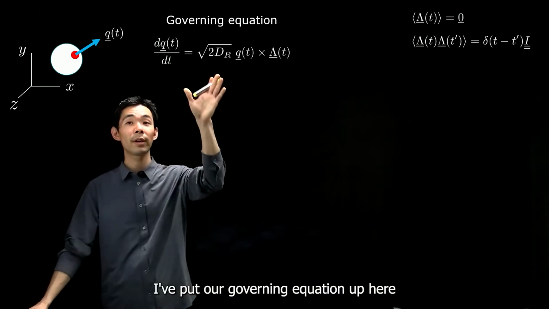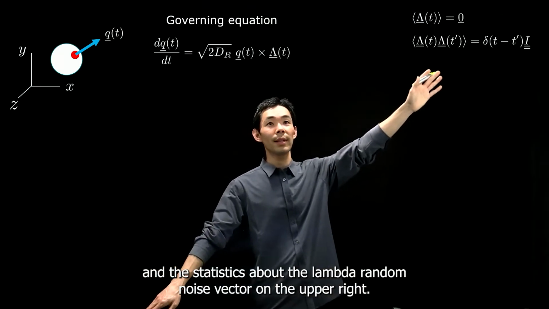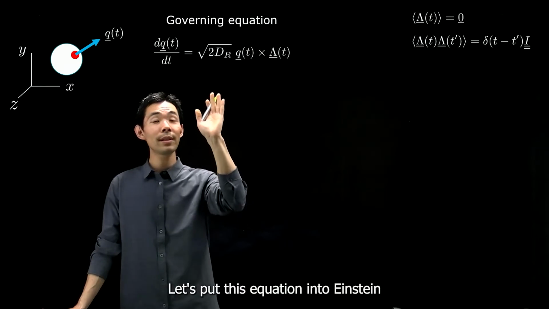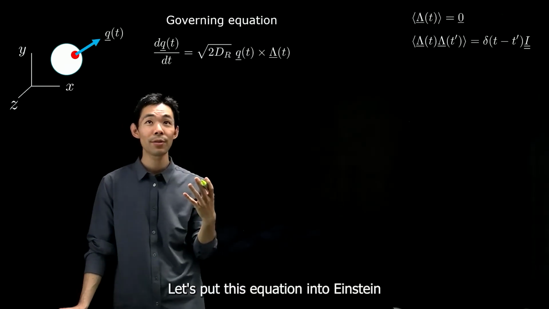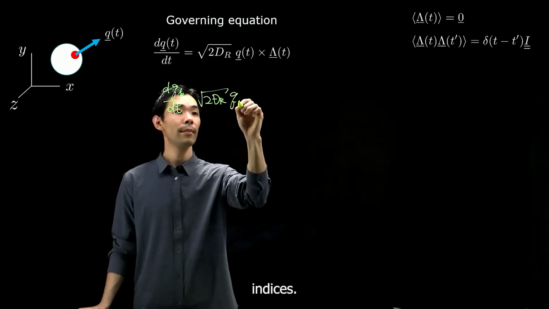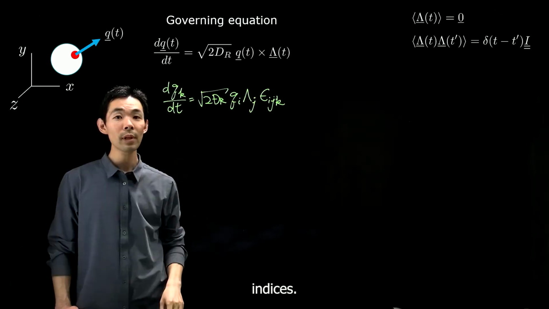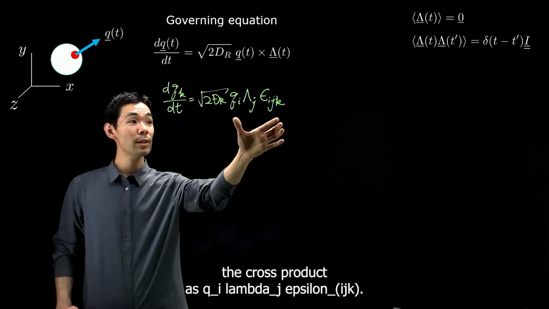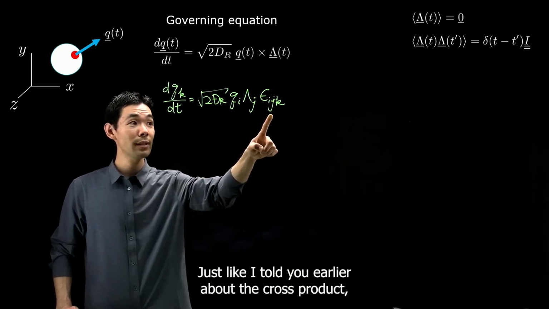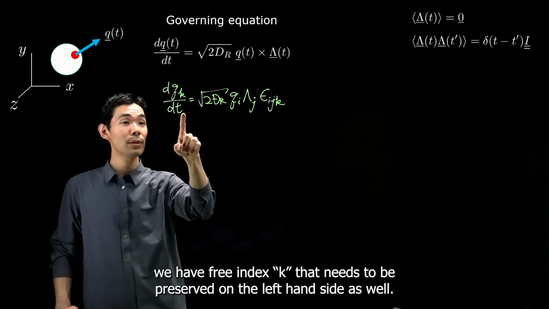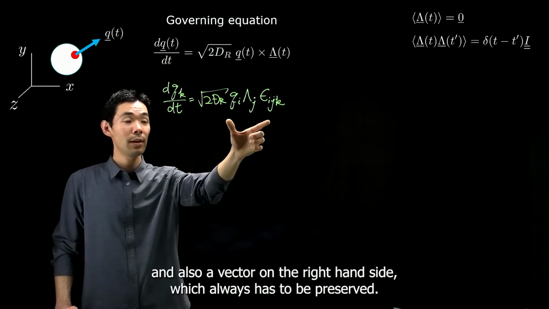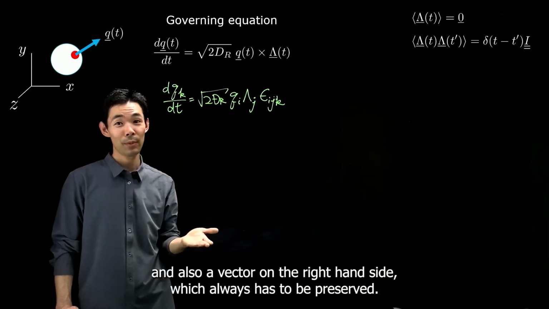Okay, so now I've put our governing equation up here and the statistics about the lambda random noise vector up here on the upper right. So now let's put this equation using our knowledge of Einstein notation using indices. Okay, so what I've done here is to represent the cross product as q_i lambda_j epsilon_ijk, just like I told you earlier about the cross product. We have a free index k that needs to be preserved on the left-hand side as well. So the tensorial order of this equation is a vector on the left-hand side and also a vector on the right-hand side, which always has to be preserved.